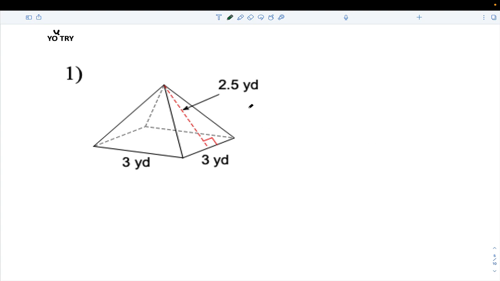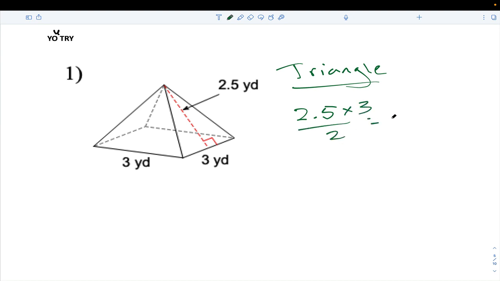Chico, what's the base and height of my triangle? The height would be 3 yards and 2.5. Okay. Oh, for the pyramid, those are triangles, right? Mm-hmm. I think I did that right.